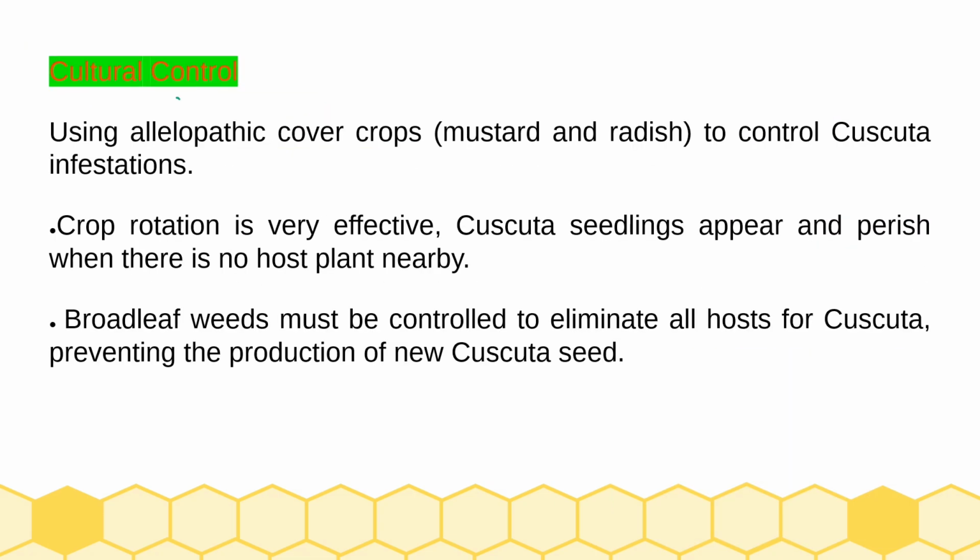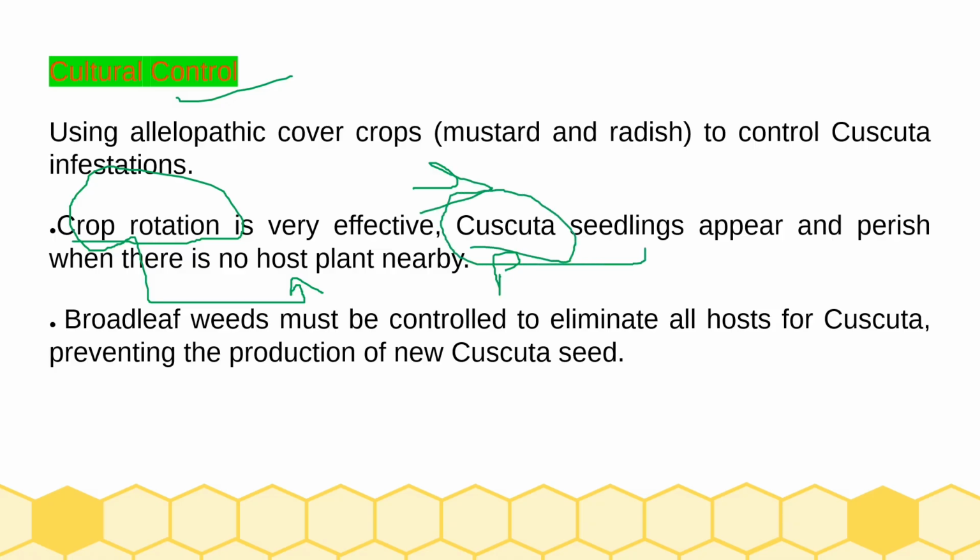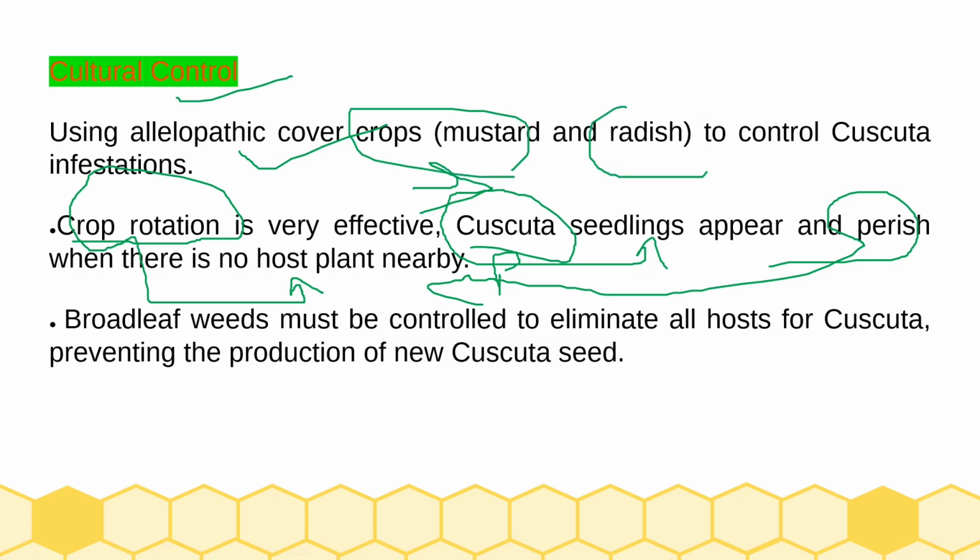Next is cultural control. In cultural control, the best option is crop rotation. Why? Because Cuscuta cannot in general attack plants of Poaceae. So whenever you rotate with a Poaceae family crop, the Cuscuta seedlings cannot attack it and they are going to perish. This is one of the best methods in cultural control. The other one is the use of allelopathic crops, using mustard or radish, where Cuscuta cannot find its host.